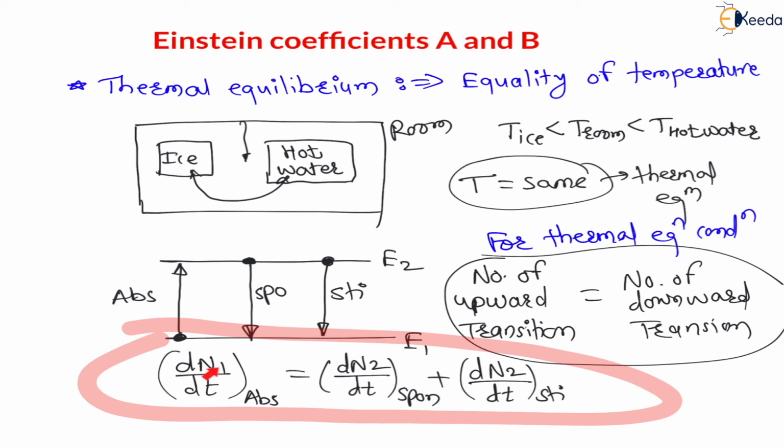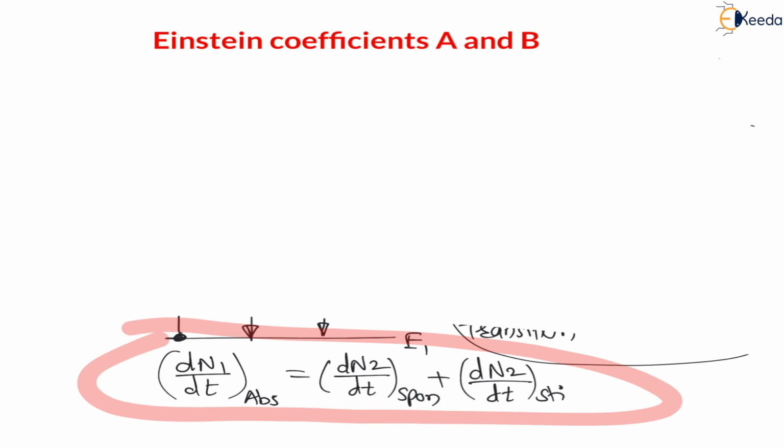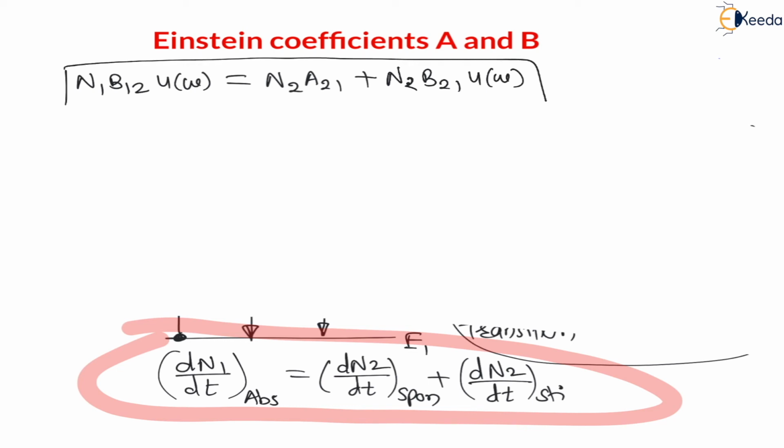So already we have derived these equations. Putting them in, dN1 by dt of absorption is nothing but N1 B12 U omega, which is equal to dN2 by dt of spontaneous emission, nothing but N2 A21, plus dN2 by dt of stimulated emission, nothing but N2 B21 U omega. This we have already seen. Now I will find the energy density U omega from this equation.